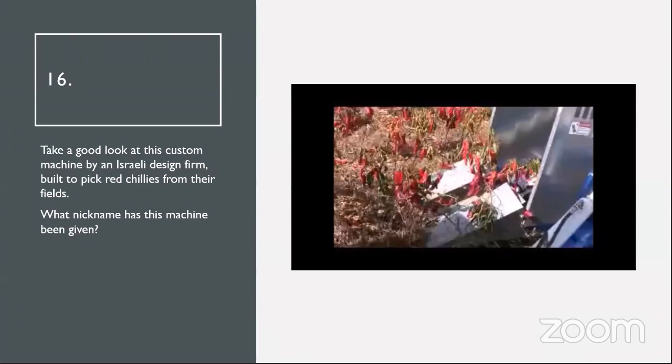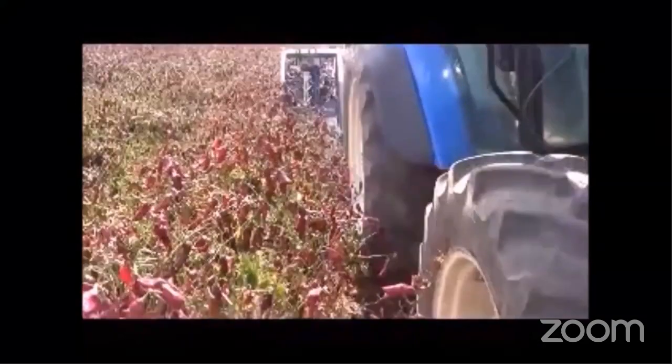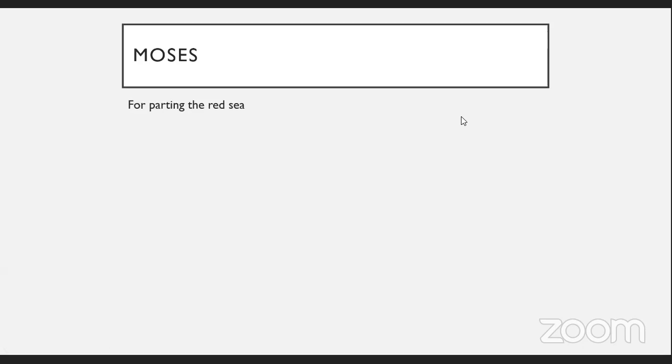Okay, so we're going to say, because the machine is sort of parting the chili field, it's called Moses. Is the right answer. We'll give you full 10 points. It's called Moses because apparently it parts the Red Sea of chilies. So great answer there. Plus 10 to Team 3. And so that was the end of the anti-clockwise rise.